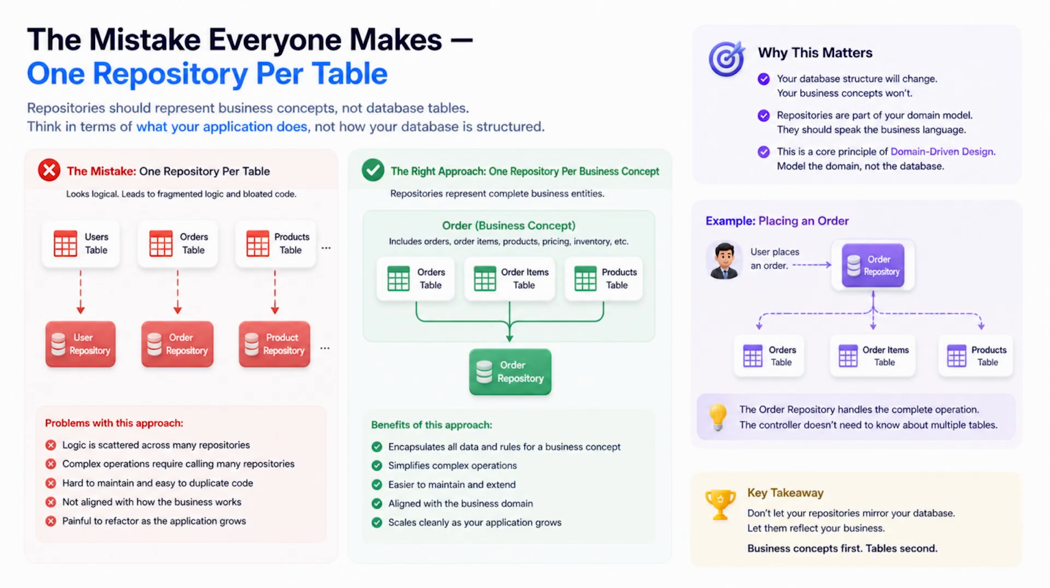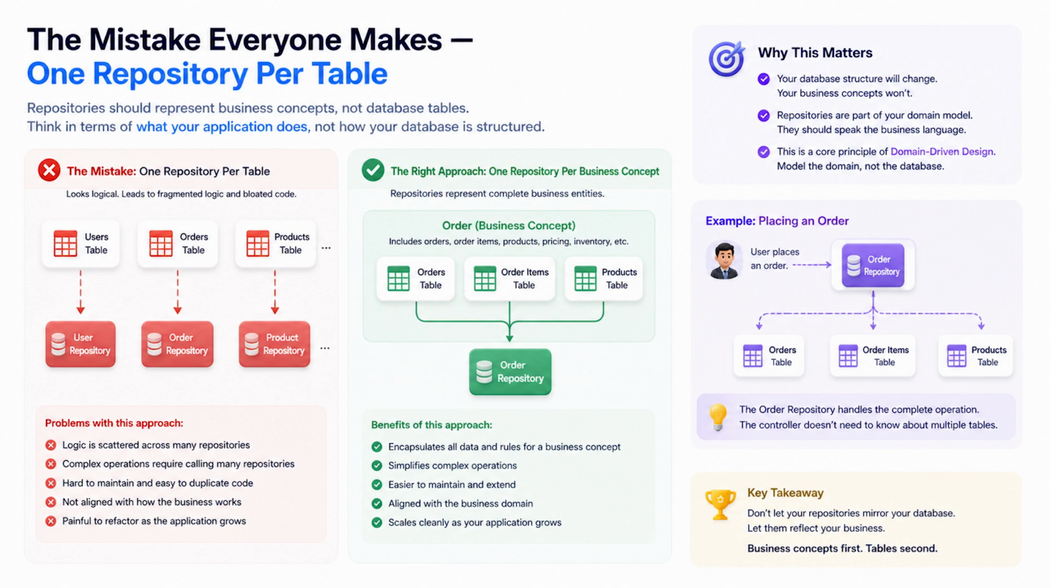Here is the mistake that catches almost every developer the first time. When you start using the repository pattern, it is tempting to create one repository for every database table. A user table gets a user repository. An order table gets an order repository. A product table gets a product repository, and so on. This sounds logical, but it leads to fragmented logic and bloated code.